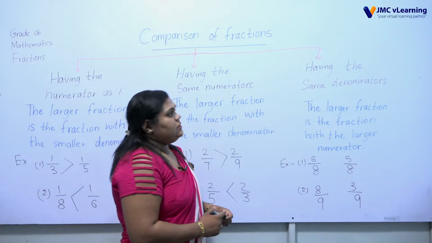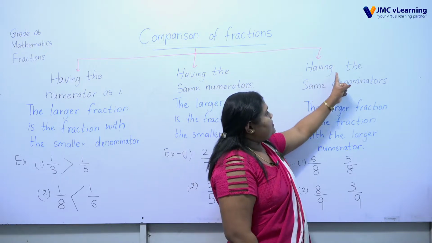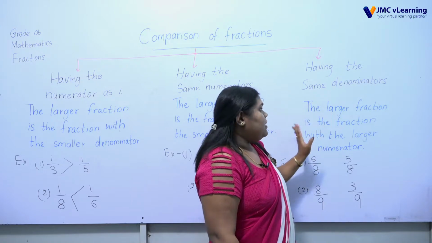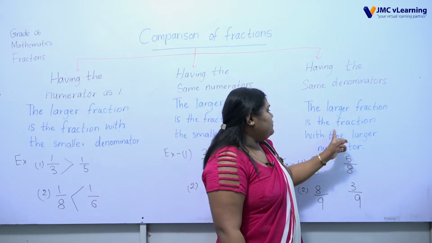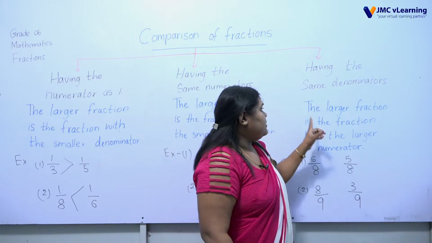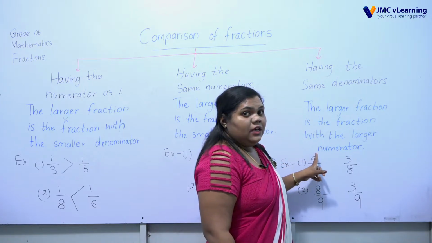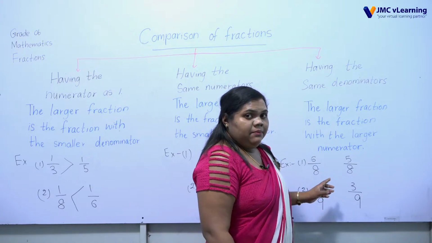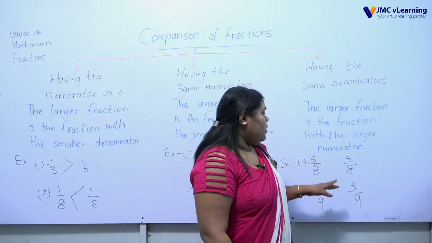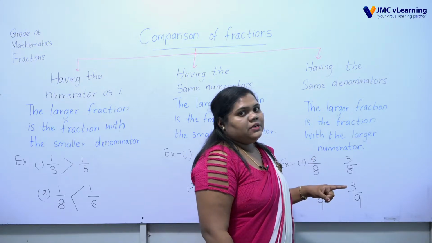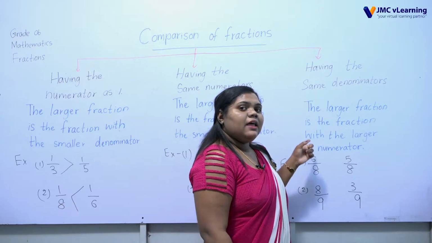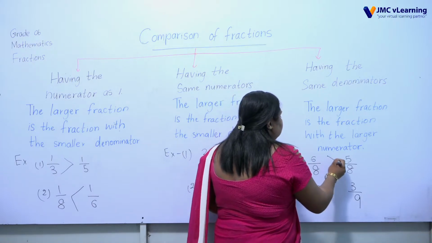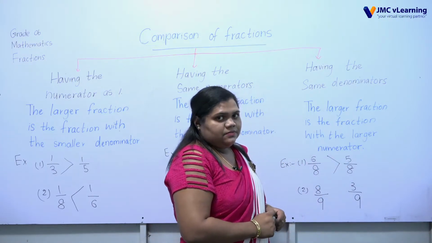Okay, now the third one. Comparison of fractions having the same denominators. The larger fraction is the fraction with the larger numerator. Now children, both the fractions have the same denominators. So now you want to think about the numerator. A larger numerator gives the larger fraction. It means 6 is bigger than 5. So 6 out of 8 is the larger fraction.